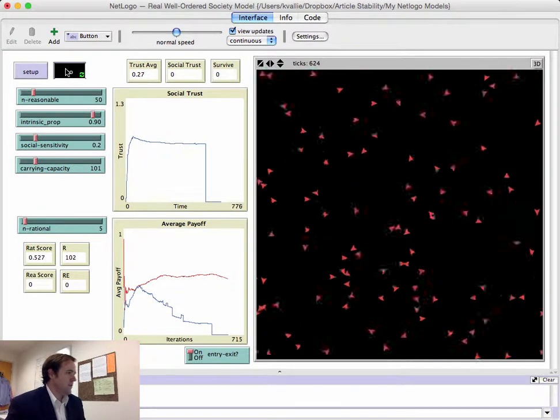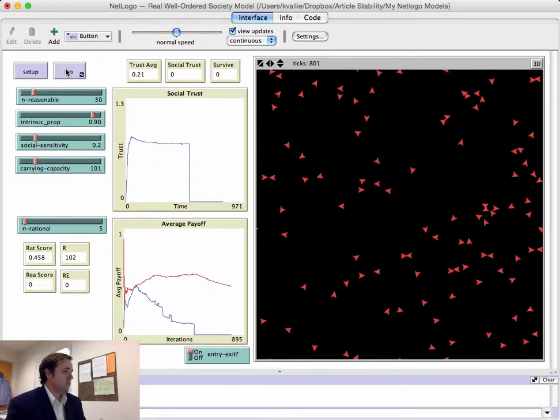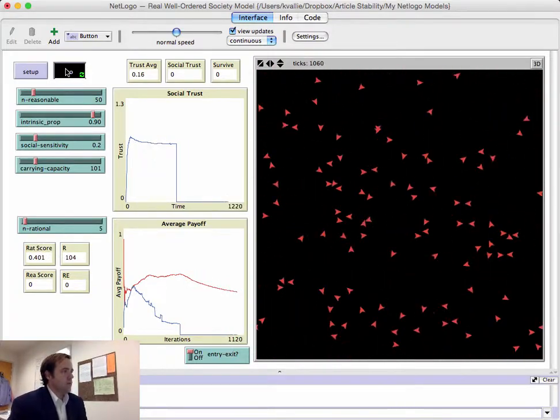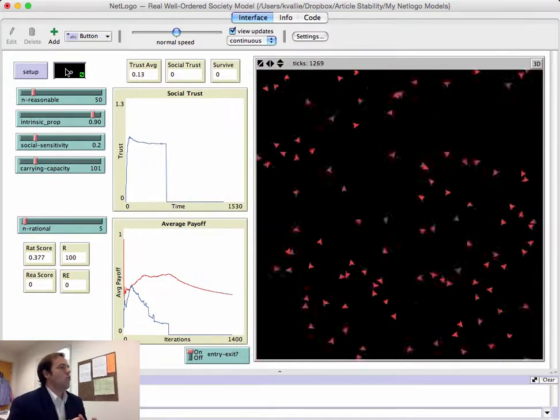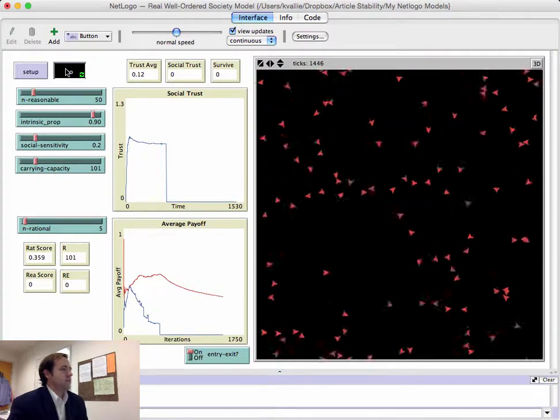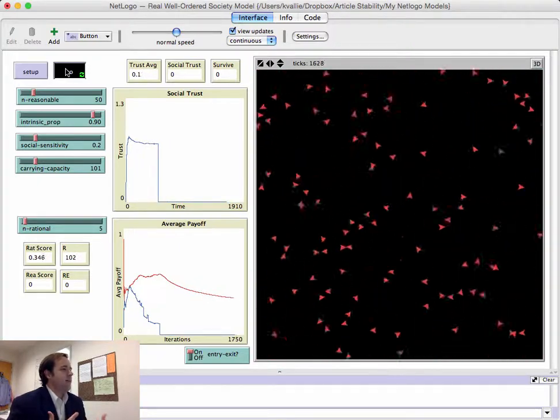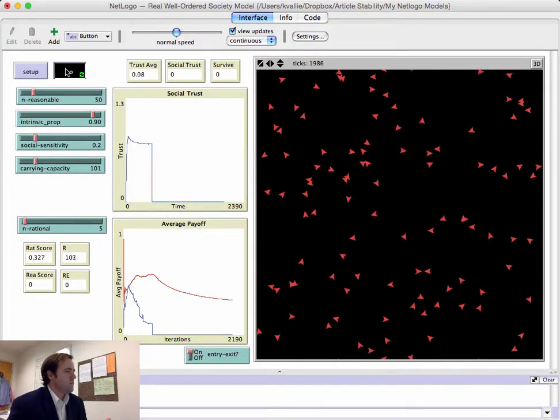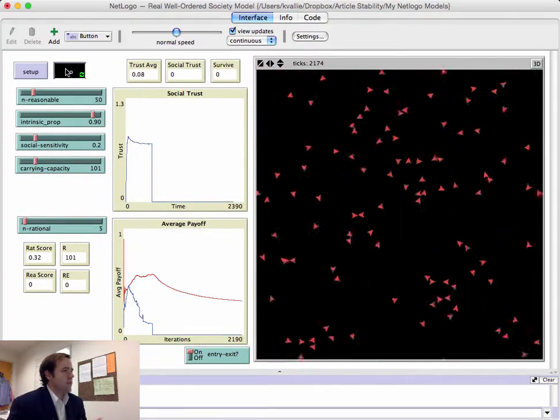And the result of this is, and this is pretty interesting too, obviously social trust completely collapses. But also, look at this. The rational agents are gradually lowering their score. They're just defecting on each other all the time. And so they're eating everything that their society produced thanks to the reasonable agents. So if the rational agents win, they lose.